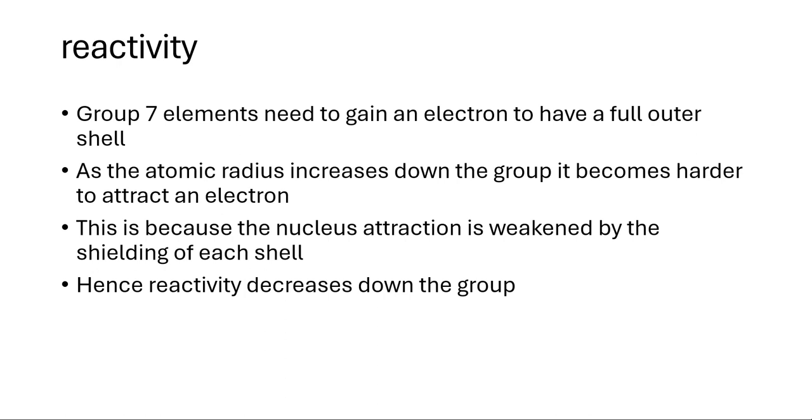As you go down the group, you get more shells, so the atomic radius increases. It becomes harder to attract an electron naturally, because the distance from the nucleus to the outer shell becomes very long. So that's why it does that.